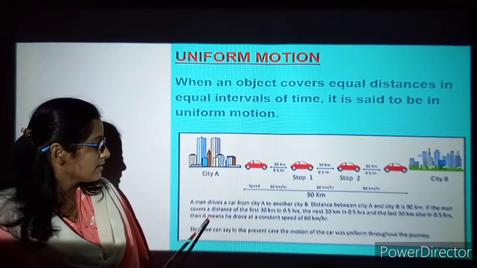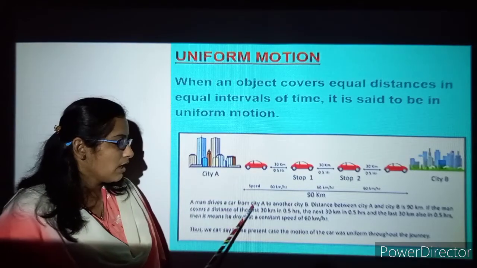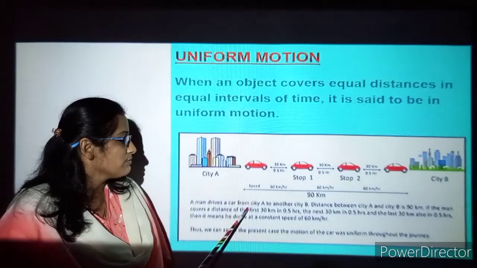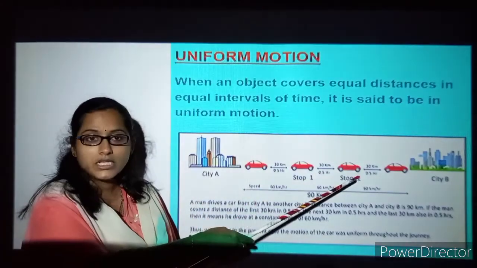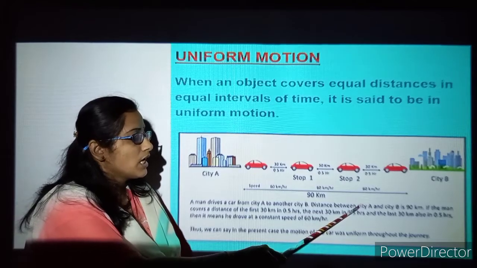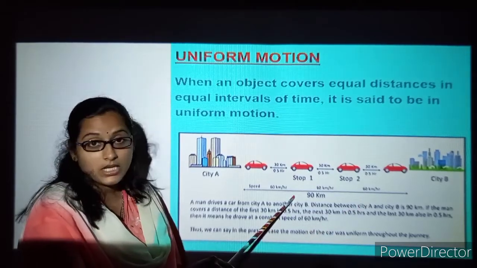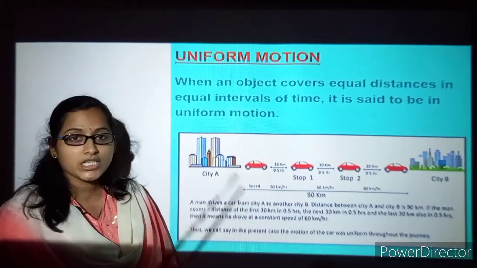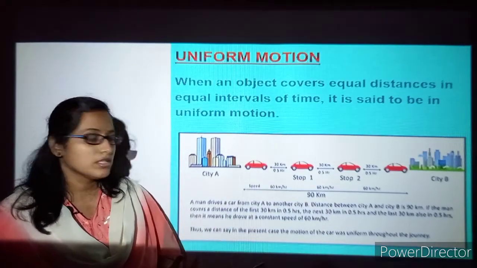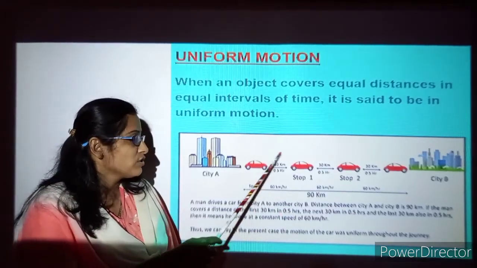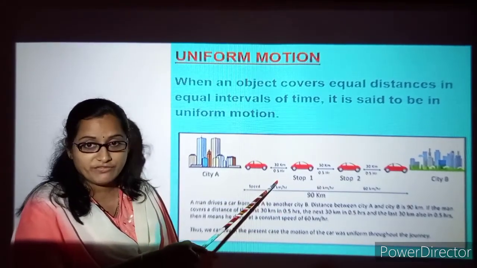So let's take an example. A man drives a car from city A. So this is city A. He drives a car from city A and he travels to city B. So the distance between city A and B is 90 kilometers. Say the first 30 kilometers he has covered in 0.5 hours.